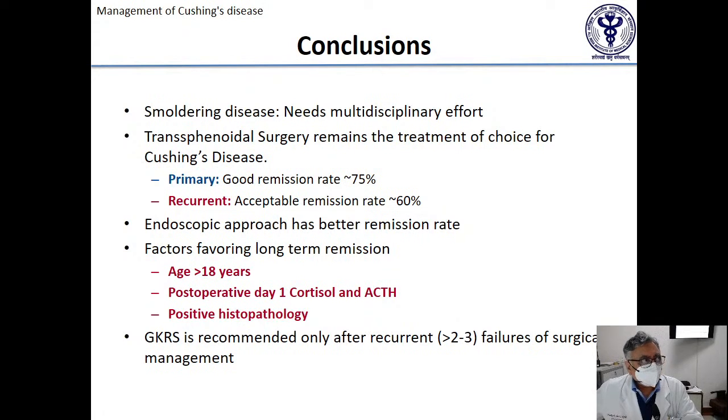I think this was a comprehensive presentation. A classic example of a pathology which needs a multidisciplinary approach. Classic example. You need surgeons, you need physicians, you need radiologists, you need radiosurgeons, you need radiation therapy, you need everybody. Even then, your remission rate, or the control rate, is about 75 to 80%.